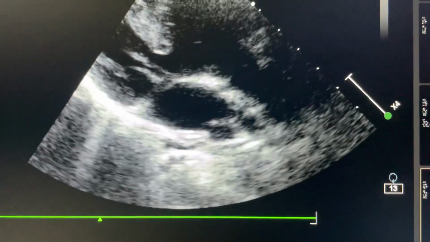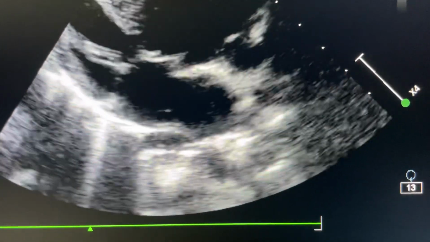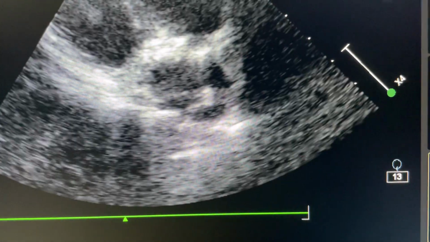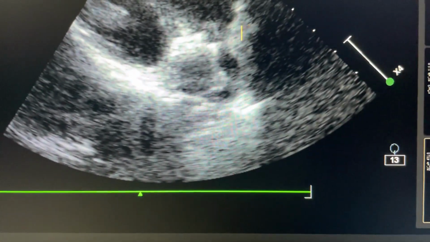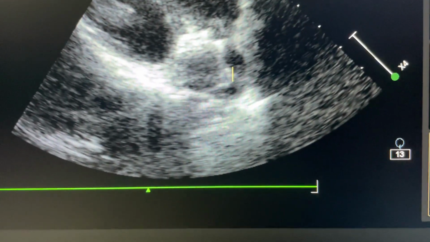Now this is aorta. You see aorta. Then this is pulmonary artery. You can see this is pulmonary artery. Hypoplastic pulmonary branches. This is main pulmonary artery.